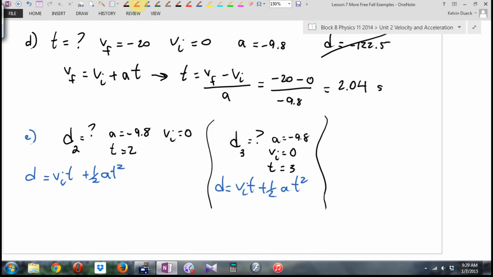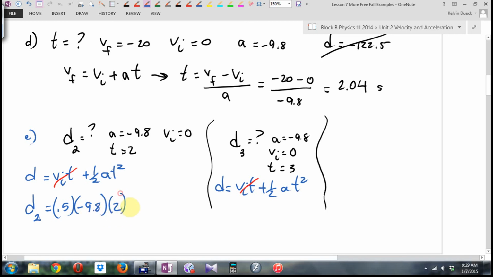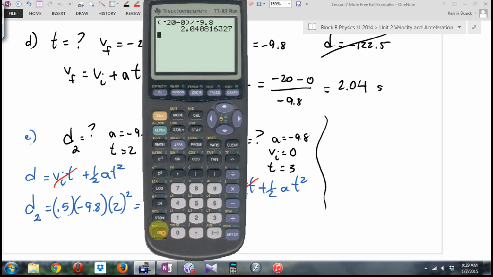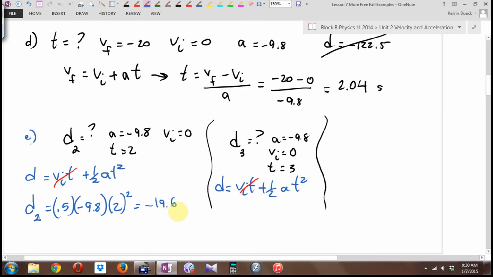Hey, Jordan, can I do this? Since you pointed out that last time, yeah, totally. In fact, if I want to find how far I fall in the first 2 seconds, it's going to be 0.5 times negative 9.8 times 2 squared. In the first 2 seconds, I fall 19.6, almost negative 20, but negative 19.6 meters. Why negative? When I fall, am I below or above from where I started? Below, so I'm good with that.